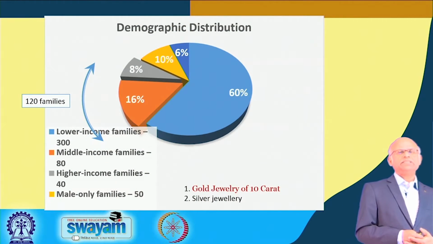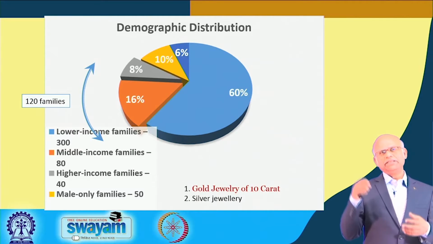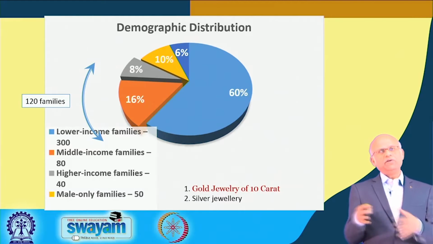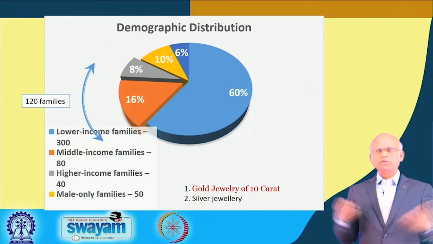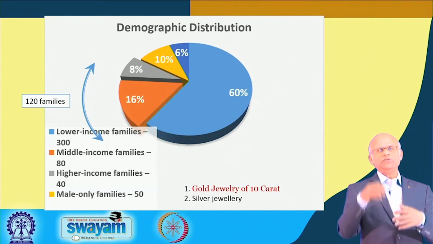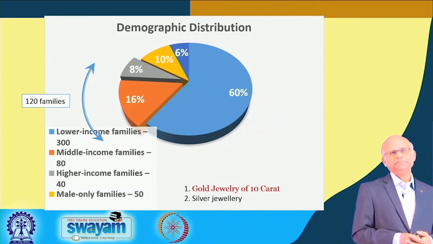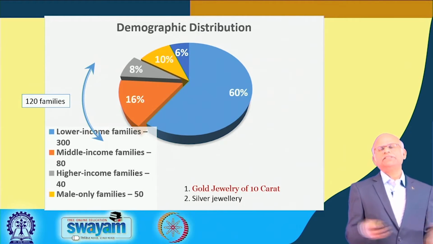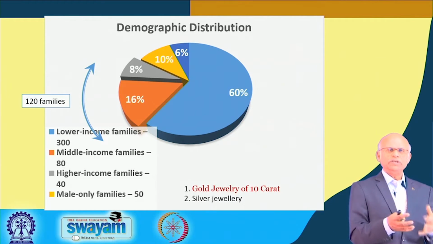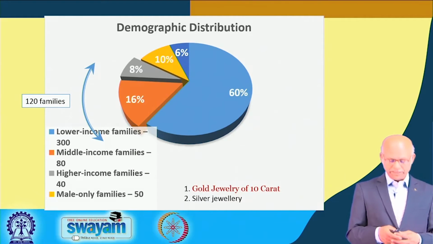How to approach this? This is the demographic distribution. Lower income families are 300, middle income 80, high income families are 40, male only families are 50. So, this is how the 500 families are distributed. Now, you would like to reach out only to middle income families. That means you want to reach only 80 families, which is 16% of the village. So, your job is cut down to only 16% from 100%, the entire village.